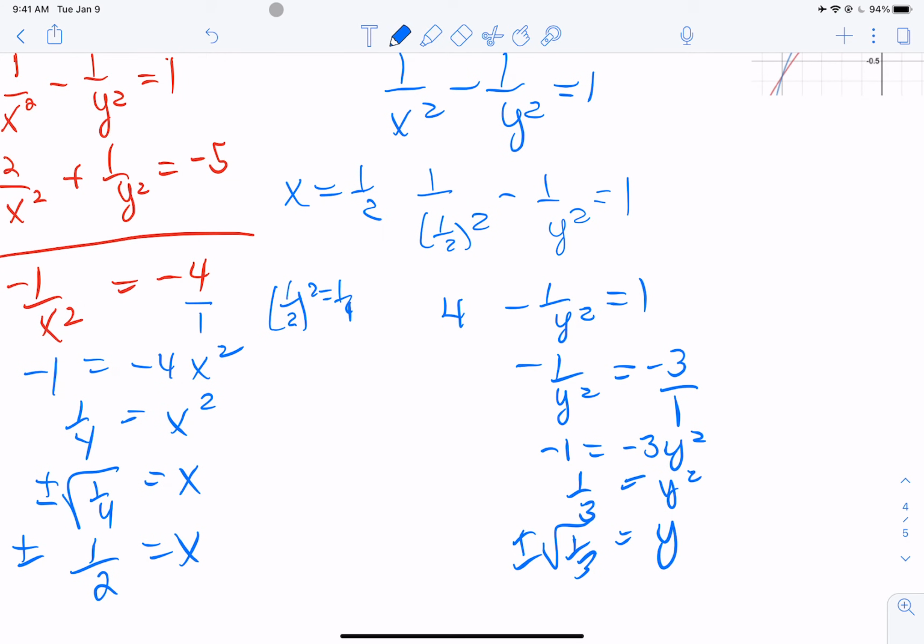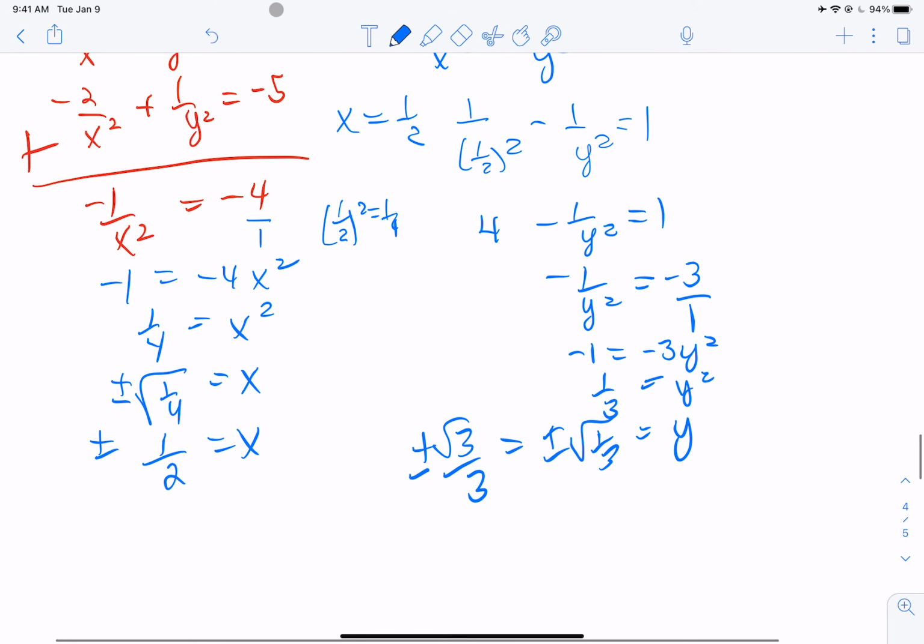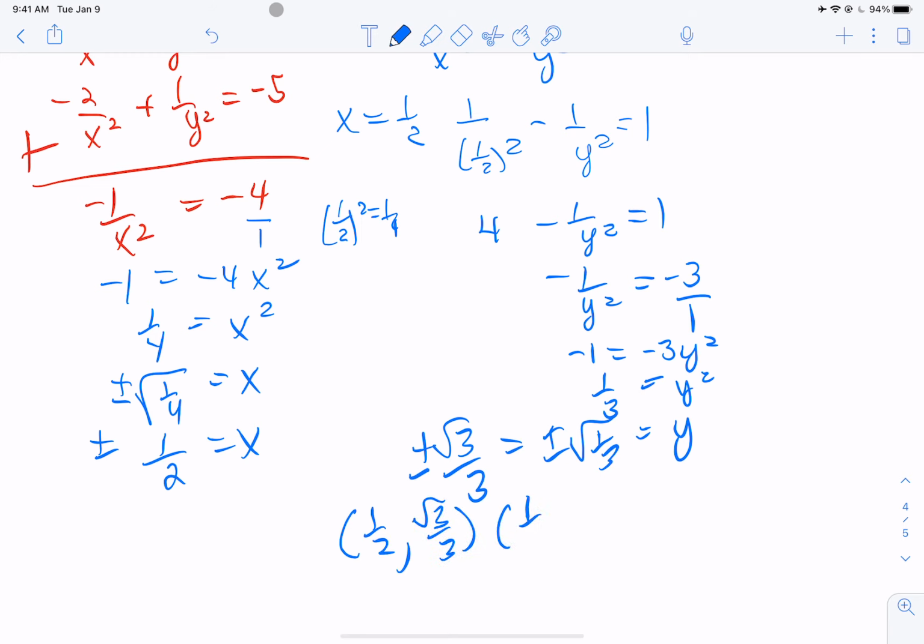Now, you can leave it like that, but technically that's plus or minus the square root of 3 over 3. If you rationalize it, you pop the square root to the top and leave a normal 3 behind. So what does that mean? Well, that one x value has two different y's. So 1/2 gets paired up with positive square root of 3 over 3, and 1/2 gets paired up with negative square root of 3 over 3.